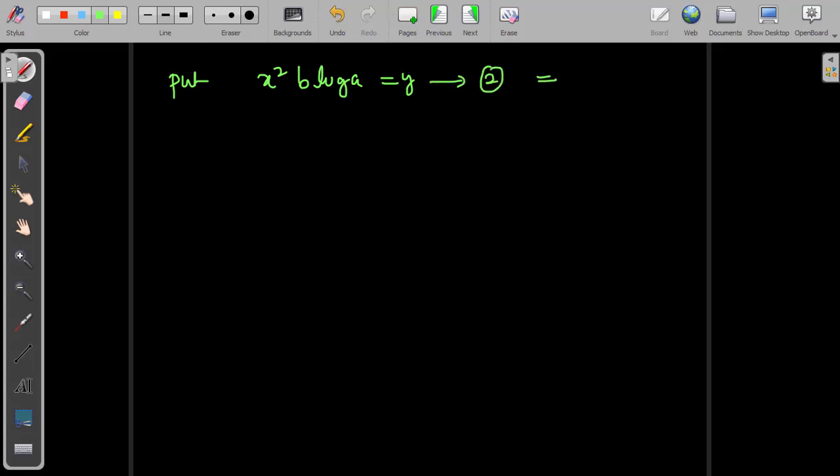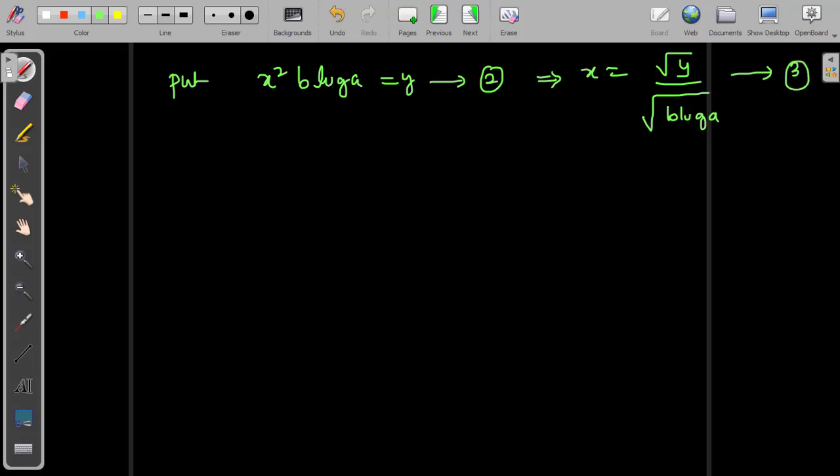From this, first I will write the x square value or x value directly. x equal to root y divided by root of b times log a, separating it. Which means x square equal to y by b times log a, and x equal to root y by root of b times log a. Let us mark this as equation number 3.